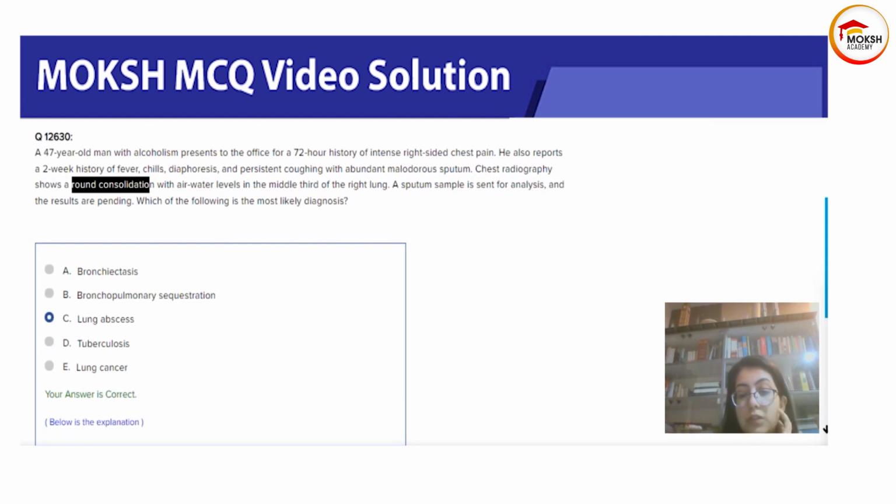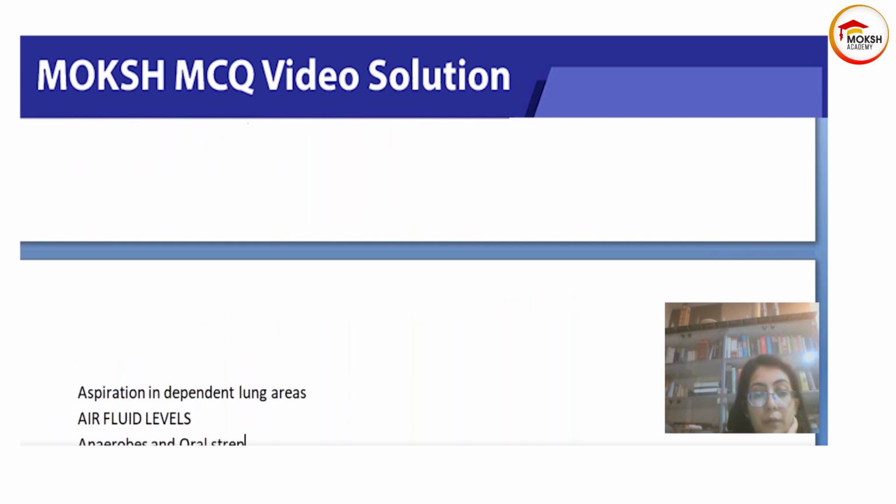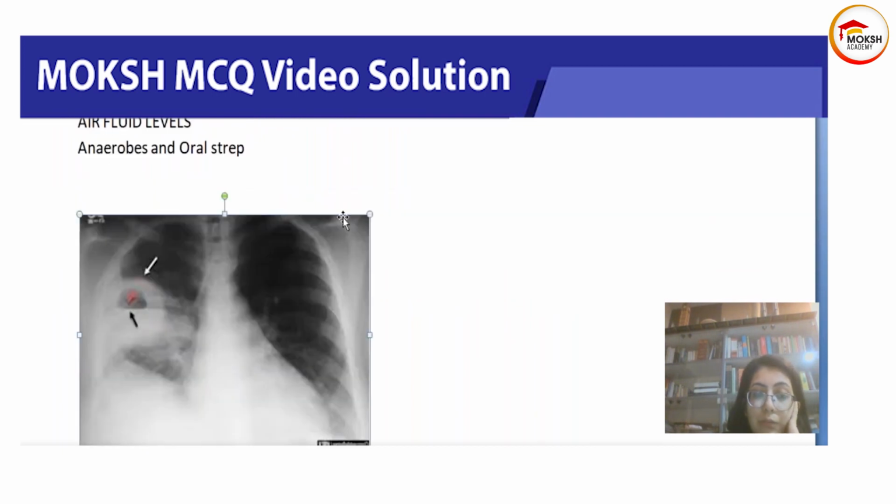So most of you answered correctly as lung abscess. Let's move on and read a bit more about lung abscess. So first of all, let me show you a figure of lung abscess. So this is a chest X-ray.